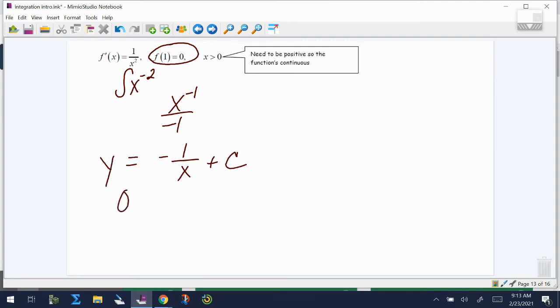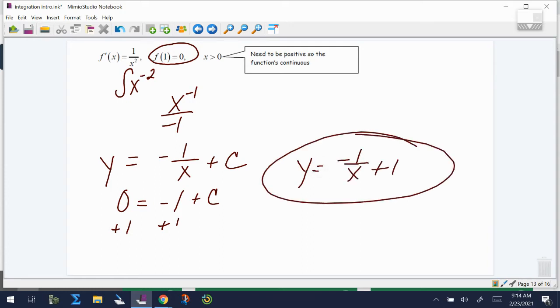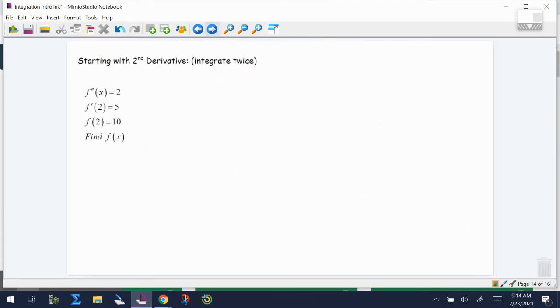Then you're going to put 0 in for y. You're going to put 1 in for x. Add 1 to the other side. So your particular solution is negative 1 over x plus 1. It's also possible to do these kind of further back. What I mean by that is you can actually start with a higher order derivative and integrate and work your way back to the original.